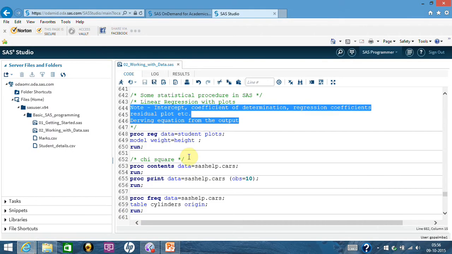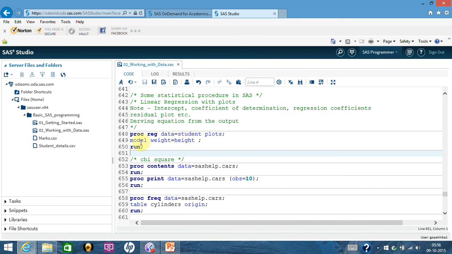For that, we will use the student data itself. It had height and weight, and we are using plots particularly. Plots gives you especially the plot of these equations. So let me just show it to you. You are saying PROC REG data equal to whatever is the data set name. In model, you are saying this is the dependent variable, this is the independent variable. You could have given more than that here, in fact, but right now we are just running on one variable. So let's see how it goes.